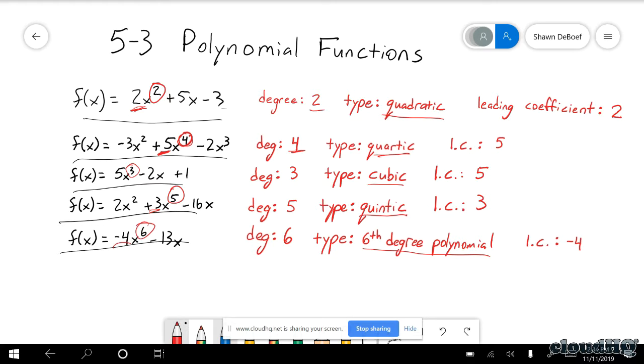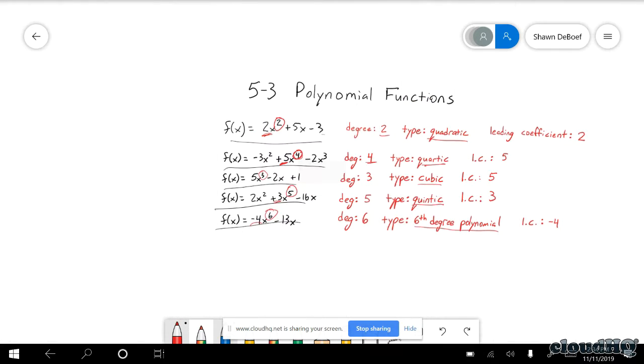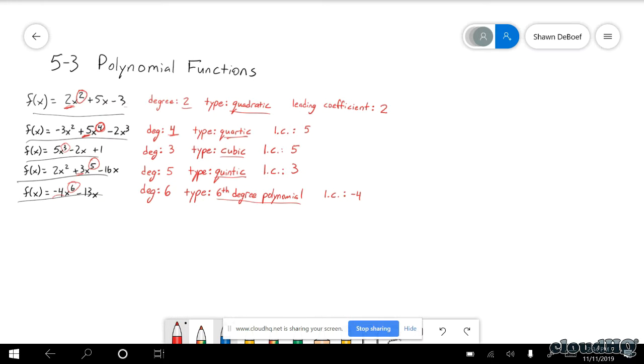All right, from there, I want to think about what some graphs look like of different types. And so the types we're going to look at, constant, which has a degree of 0. Linear, which is when your degree is 1. Then we have quadratic, where the degree is 2.